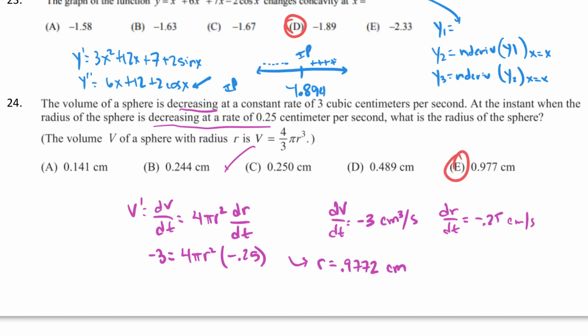All right. So hopefully these weren't too bad, but the concepts here are extremely important.